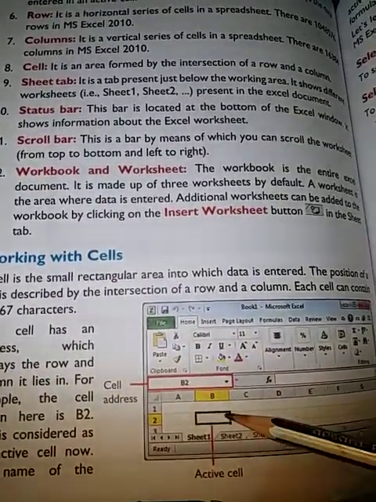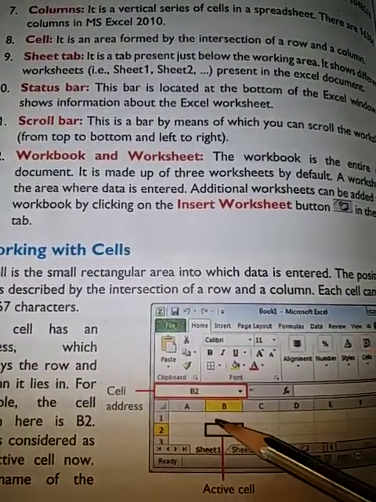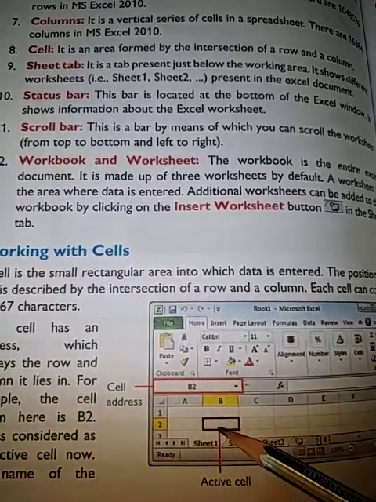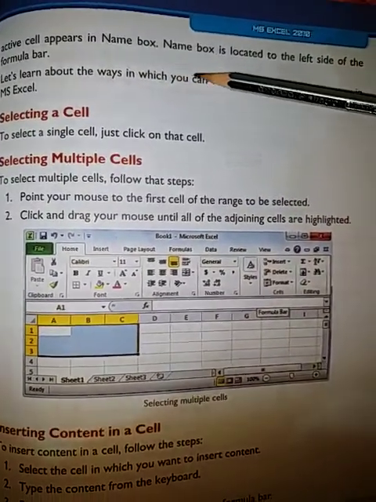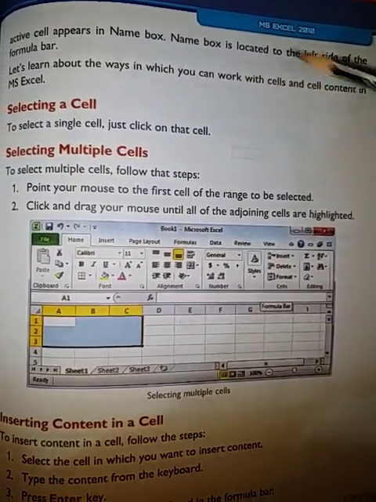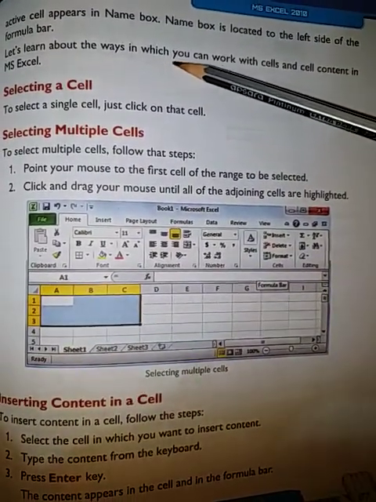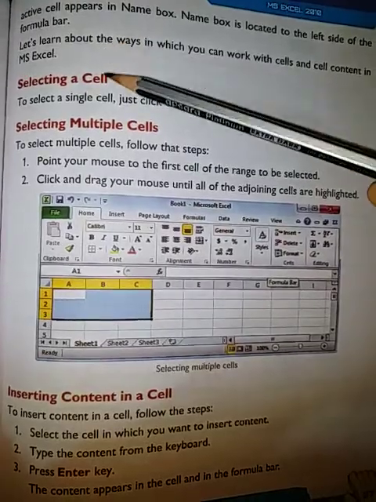This is considered as the active cell now. You can see this is the active cell. Where the cursor is, if we put the cursor somewhere in the spreadsheet, then it is the active cell. The active cell appears in the name box. The name box is located to the left side of the formula bar. Let's learn the way in which you can work with cells and cell contents in MS Excel.